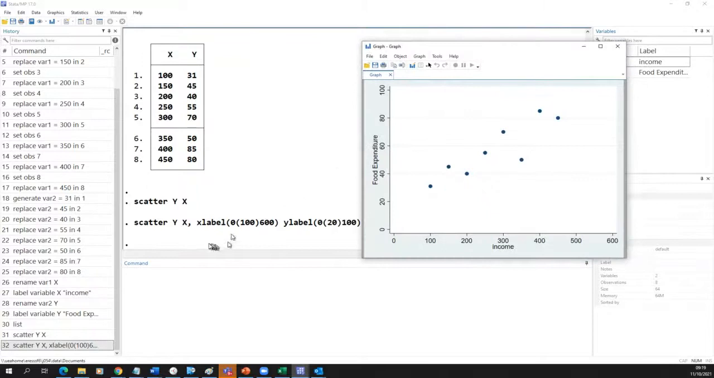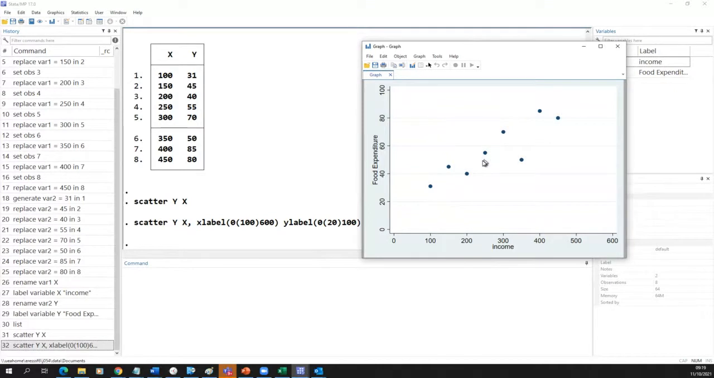Notice the options in the scatter command tell us what the range of the x-axis is going to be, 0 to 600, with tick marks every 100. Y-axis, 0 to 100 with tick marks every 20. So there's our scatter plot, and as you can see, it's a positive relationship and it looks linear.